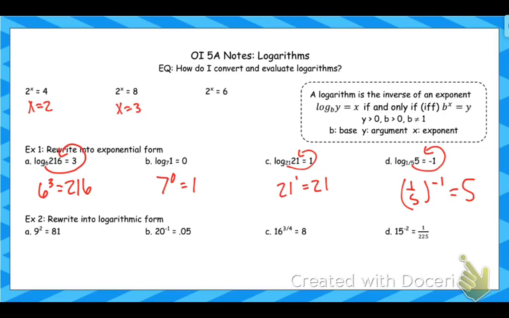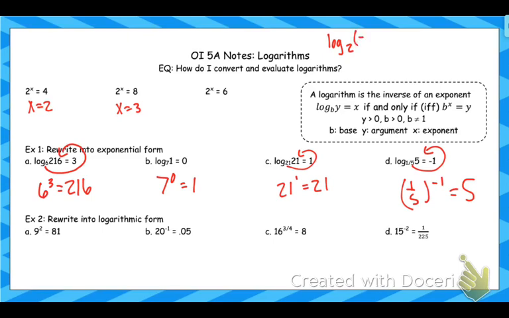Now that we know that, I want to talk about a couple things about logs. If you notice, there's a lot of little special qualifiers here, and we're going to talk about why these things are true. First of all, y has to be greater than 0. That means the argument cannot be a negative number. That's true for a couple of reasons. First of all, this can't be a negative number because let's say I try to evaluate it. Let's say I have log base 2 of some negative number.